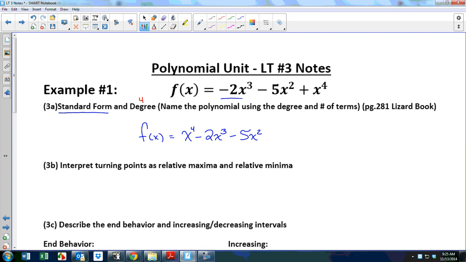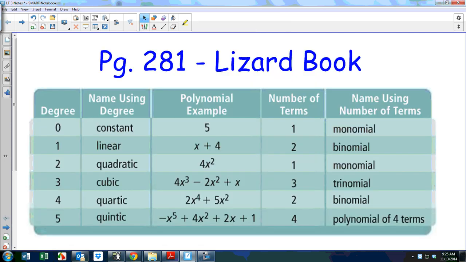Just like in biology, there's a classification system, kingdom, phylum, class, order, species. I've probably got them mixed up. But they've got a classification system. Polynomials have a classification system, and it's this chart. All right, so degree 4, it's got a name. According to the chart, a degree 4 is called a quartic. This is a quartic. They're also categorized by the number of terms they have.